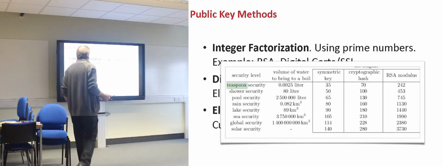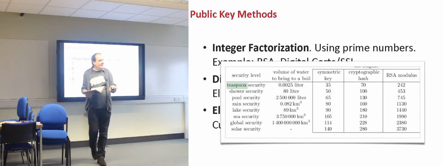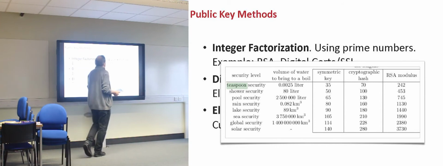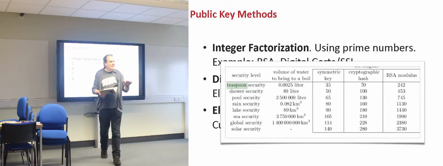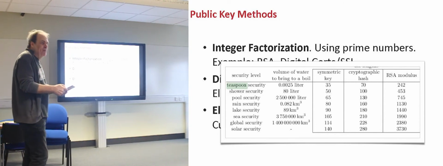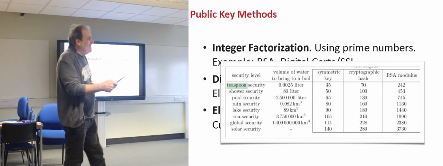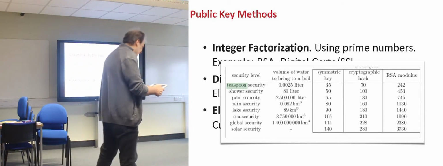Okay, so that kind of shows you that symmetric has smaller keys. Elliptic curve are bigger, but public key and RSA is just crazy sizes of keys. Okay. Well, if you remember one thing today, it's boiling water in Loch Lomond and how that relates to encryption.